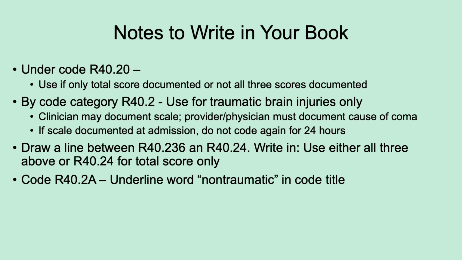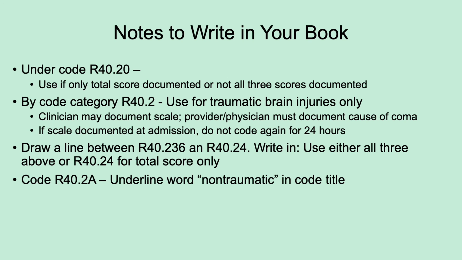Okay, coma coding can be confusing. Here are some possible notes to write in your ICD-10-CM book to make them a little bit easier. So turn in your book to R40.20 and write in, use if only total score documented or not all 3 scores documented. It makes such a difference to write this stuff in your book. You think, oh, I'll remember it, but you don't want to have to think about it. You want to say, oh, right, here's the note. I know what I'm doing. Particularly if you're taking a test, taking a certification exam, you just want to have the information there available for you.